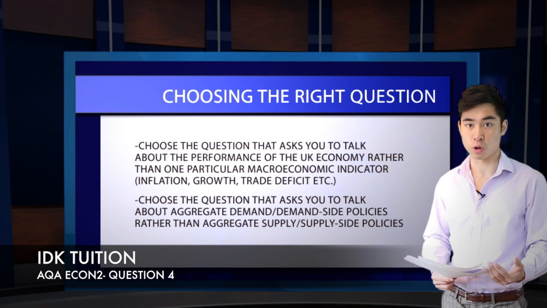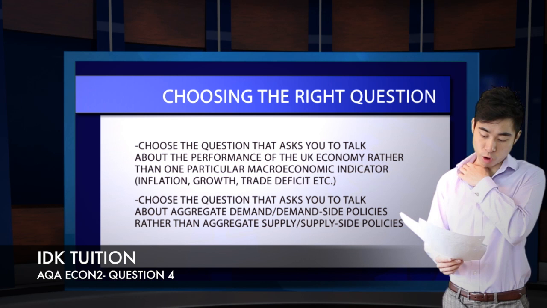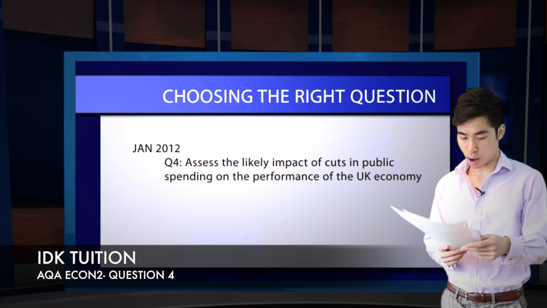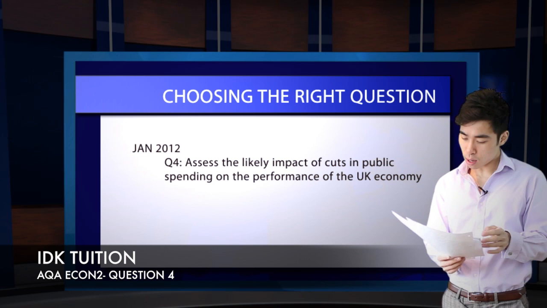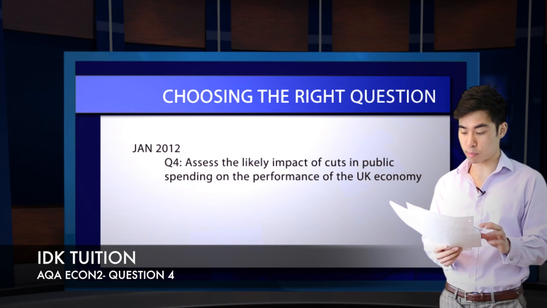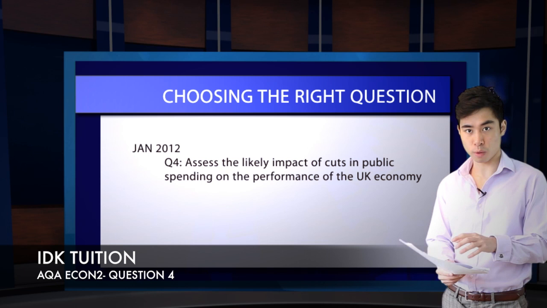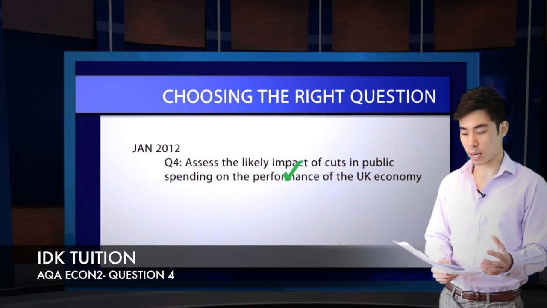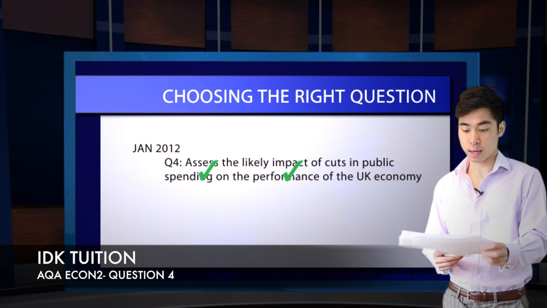Okay, so if you take a look at a few questions, I'll just run you through a few past papers to illustrate this point. So Jan 2012, context number one, question number four, you have a choice between a question here which says assess the likely impact of substantial cuts in public expenditure on the performance of the UK economy. So number one here allows you to talk about the performance of the UK economy in general terms. Number two, you're looking at the demand side here, so you're looking at government spending, which is obviously a demand side policy.